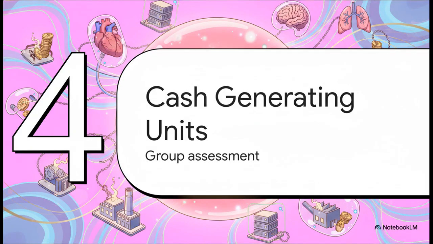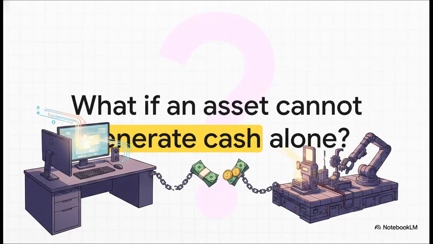Now, let's move to Section 4, Cash-Generating Units. Okay, things get a little tricky when we're dealing with a complex system. What happens when a single asset, like say an office laptop, can't actually generate independent cash flows to calculate its value in use?